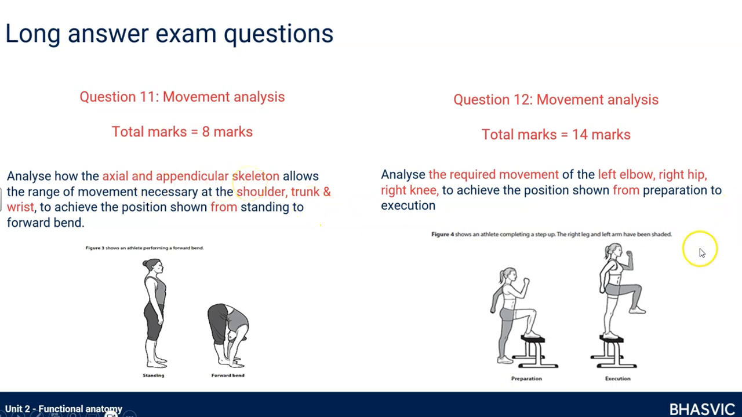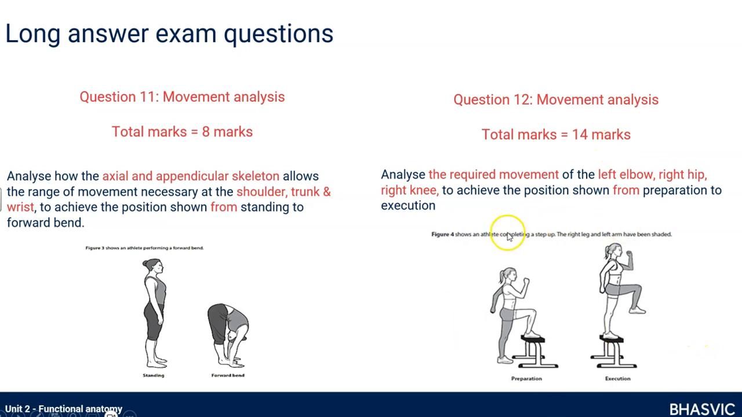Question 12, on the other hand, is similar but different. It's similar in that you will need to incorporate exactly the same sort of skeletal system knowledge in this question, but this question is a movement analysis earning you 14 marks, and the reason you have to earn extra marks is because within question 12, not only do you discuss or analyse skeletal system information, but you also have to analyse muscular system information. So this requires more to earn more marks. But again, you can see similarities.